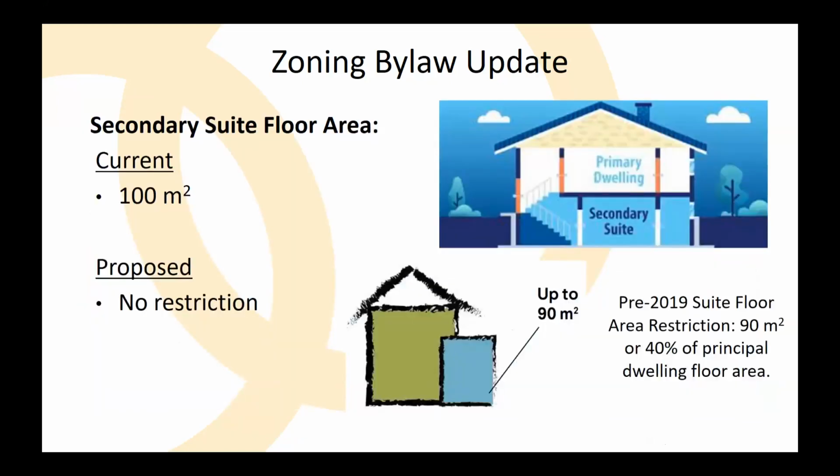Another change that's being proposed to the zoning bylaws is to remove the current restriction on the size of a secondary suite. The current limit is 100 square meters. Prior to 2019, it was probably only about 90 square meters because this was also governed by a section of the building code. But the province removed that as a way to try to spur the development of more secondary suites in residential areas. And through the provincial policy manual, it's encouraging local governments to follow suit and to remove that floor area restriction. So the draft zoning bylaw is proposing to do just that.